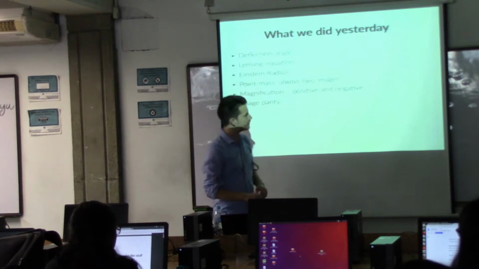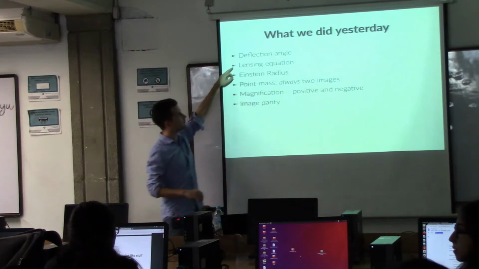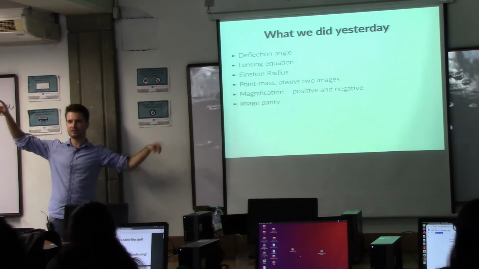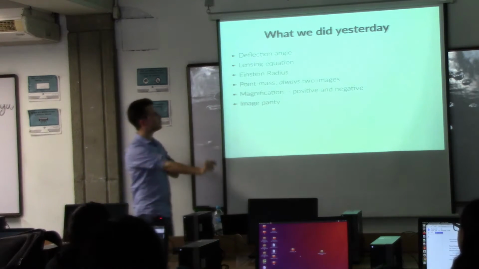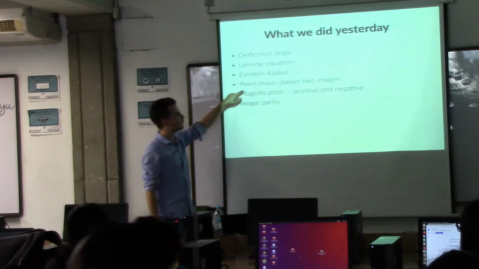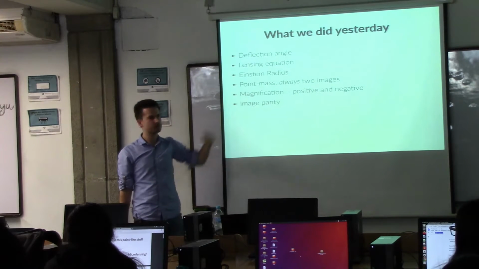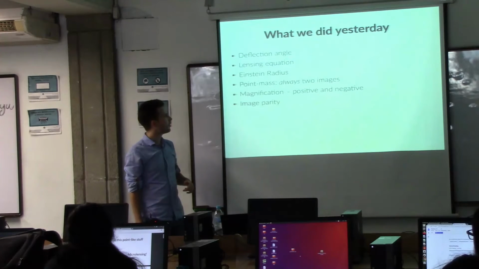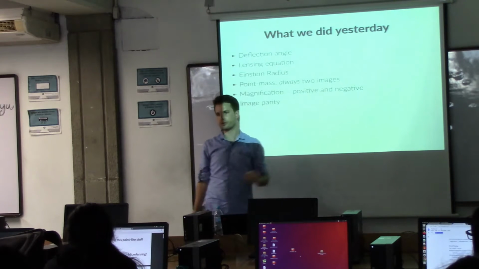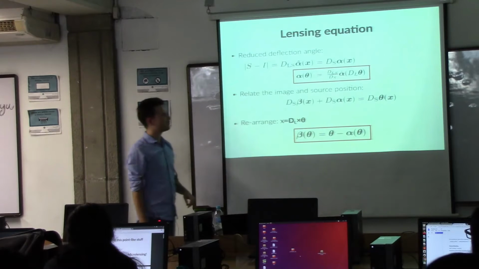I'll just briefly reiterate what we did yesterday. We introduced deflection angle. We talked about the lensing equation. We defined Einstein radius, which is the distance between the center of the lens and an image, the characteristic distance. We talked about a point mass lens and how it always has two images, unless the approximations we are putting into the calculations fall apart. We talked about magnification and that it can be positive and negative, but we won't really care about it too much in this course. Just a brief flashpoint.